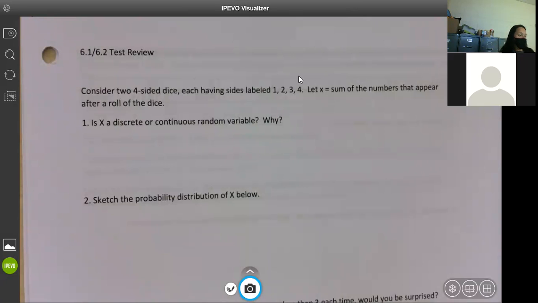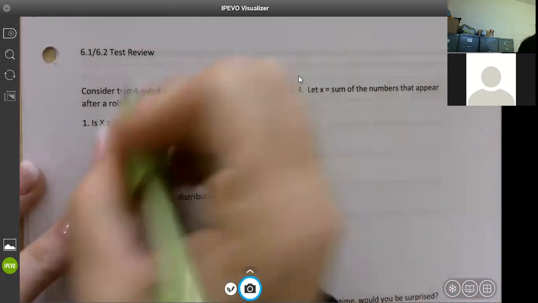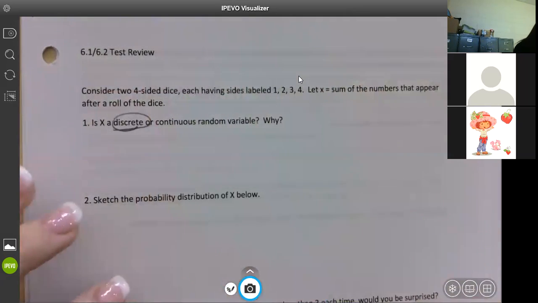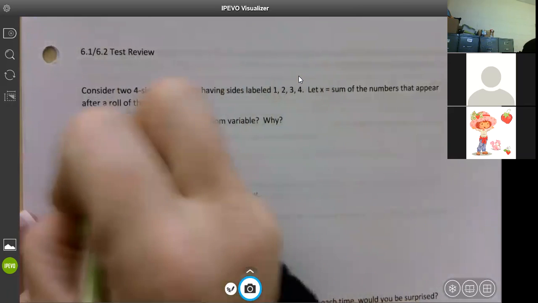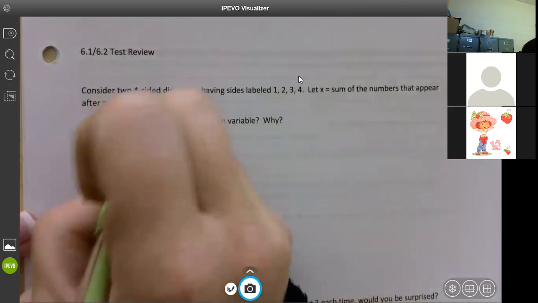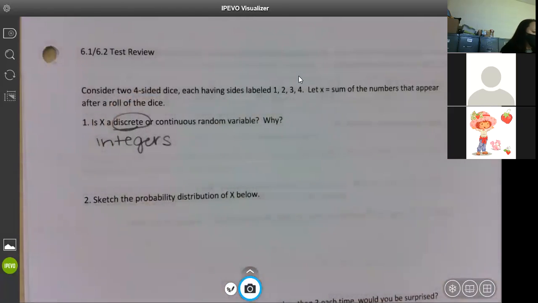All right. So discrete or continuous? Discrete. Why is it discrete? Because it can be many different numbers. It's a single number. They're concrete numbers, if that makes sense. So it's not like 1.69483 and so on. They're integers, basically. You can only get 1, 2, 3, 4. You can't get like 1.3, 2.6, anything like that.